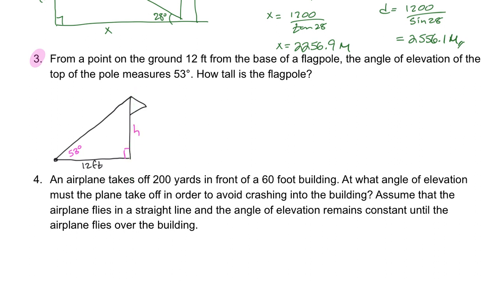In this case, I don't have the hypotenuse. I have opposite and adjacent. So that means I'm working with tangent. So I get tangent of 53 equals opposite over 12. I'm going to multiply times 12 on both sides. So I get that h equals 12 tangent of 53. That's going to give you 15.9 feet.